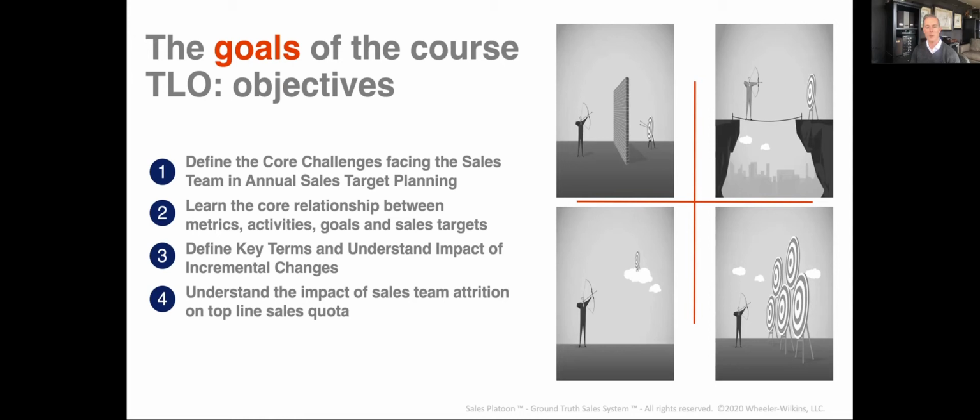These are all extremely important concepts to understand, and we're going to overview them here. We're also going to make sure that we define the key terms, understand the impact that we can have from incremental changes. So changing a comp plan one direction to another can make a huge impact on your ability to deliver results. And finally, we're going to understand the impact of sales team attrition on your top line sales quota. This was a critical piece that I missed really early in my career. And so while we can't go deep on every aspect today, we're going to go pretty deep on that one.